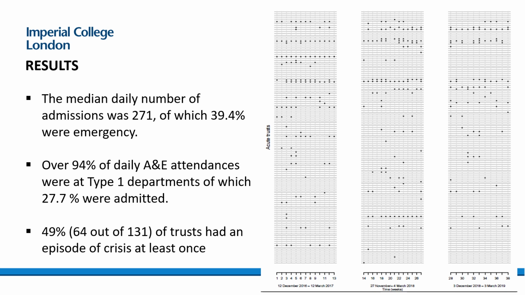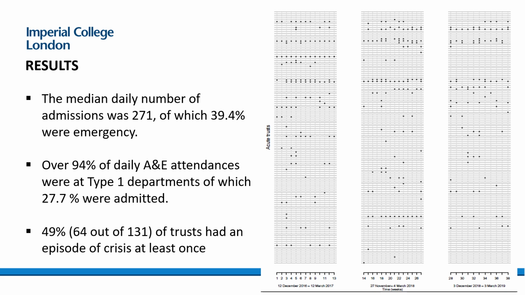During the study, the median daily number of admissions was 271, of which almost 40% were emergency. Over 94% of daily A&E attendances were at Type 1 departments, of which almost 26% ended in hospital admissions. 49% of trusts had an episode of crisis at least once, which resulted in 17 episodes of crisis per week during the study period.